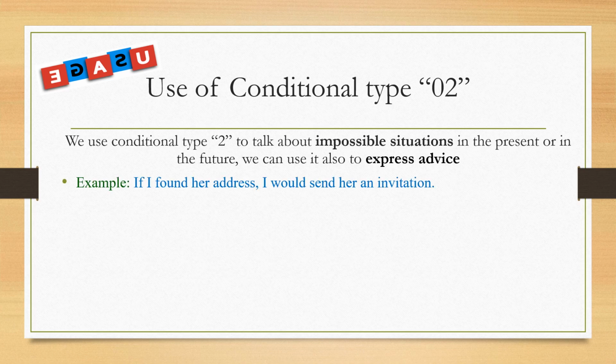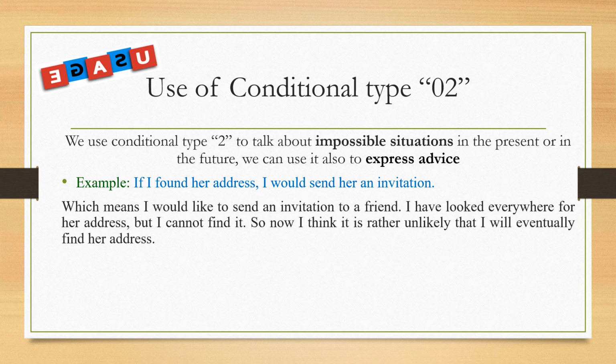For example, if I found her address, I would send her an invitation. I don't have her address, so I will never send her an invitation. This is an impossible situation. This is the explanation, which means if I would like to send an invitation to a friend, I have looked everywhere for her address, but I cannot find it. So now I think it is rather unlikely that I will eventually find her address.